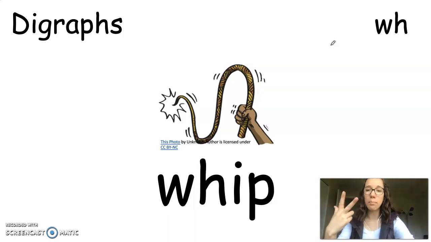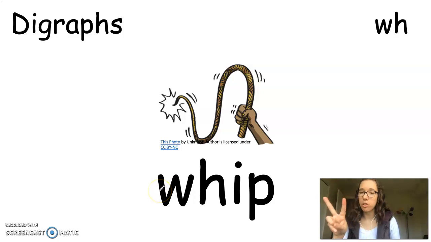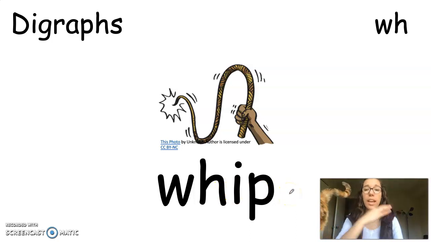Whip. So if we look, friends, we can see that the word whip has four letters there: W-H-I-P. But if we listen to the sounds, it only has three sounds: w, i, p. That's because we have that digraph at the beginning, that WH. Remember, those two letters are making one sound together. So we wouldn't say wh-whip. We just say whip. Hello, Amelia.